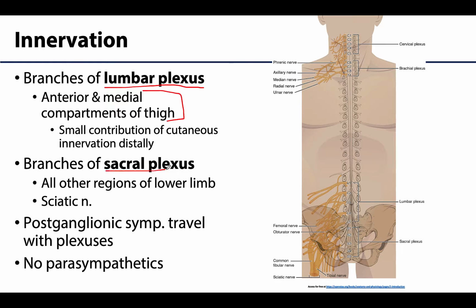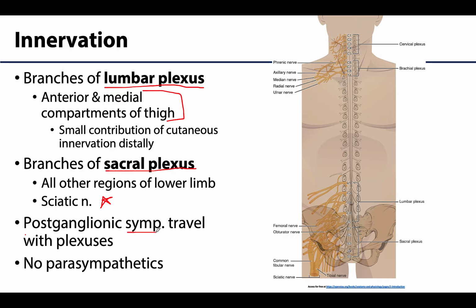The sacral plexus is the major plexus in terms of the lower limb. It will innervate all other regions of the lower limb, so this includes the gluteal region, posterior thigh, and the distal limb. The prominent nerve from the sacral plexus is the sciatic nerve, which happens to be the largest nerve in the body. I always really enjoy watching students discover the sciatic nerve in dissection, as it is so impressive in size. There are postganglionic sympathetics that travel in branches of these plexuses.